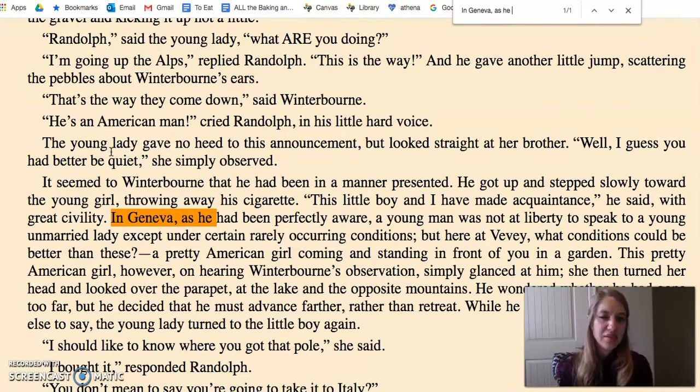So we see here that Winterbourne has been gone from America for a while. He's not used to the customs of Americans anymore, and it shows that he doesn't really understand his own nationality, what it means to be an American. This is a tension that comes up throughout the entire short story. Anyway, they do end up talking here, and they have a pretty interesting conversation. She's really open, she's really frank. She tells him about her family being from New York, about her father being well off. And then she mentions one thing.